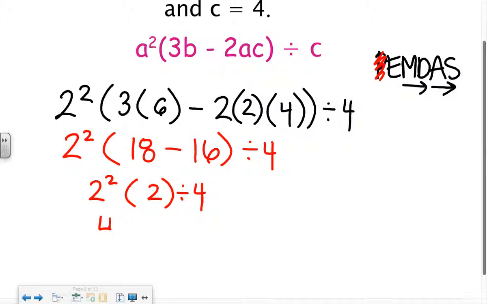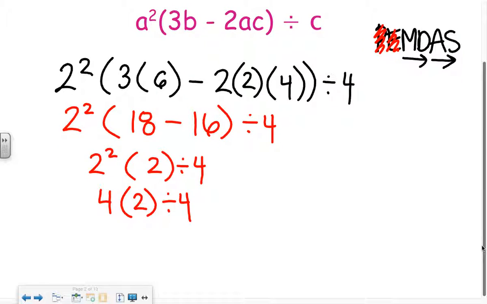2 squared is 4. Now I've got just multiplication and division from left to right, so I can multiply. 4 times 2 is 8. 8 divided by 4 is 2.